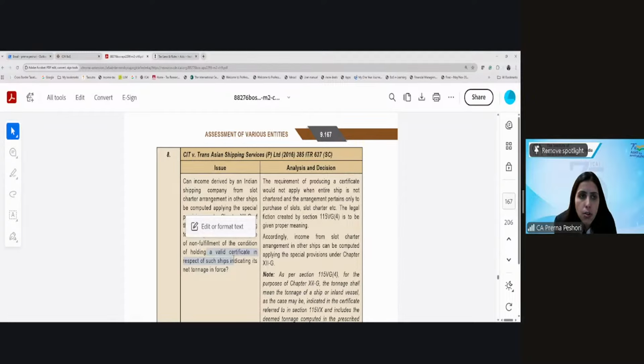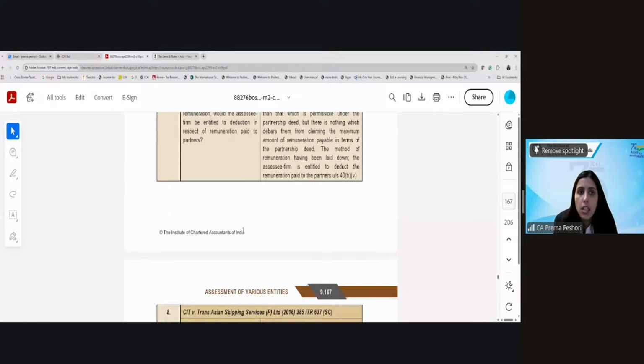So what the ruling is trying to say is that in case I am purchasing the slots in the other ship, in that particular case, I can still claim the tonnage tax scheme. It's not that I'm purchasing the entire ship, but only the portion of that ship I'm taking for the purpose of the carriage of my passengers or the goods. Clear? Yes or no? Okay.